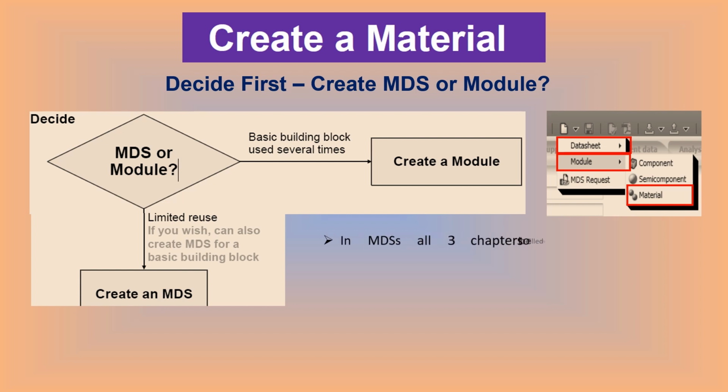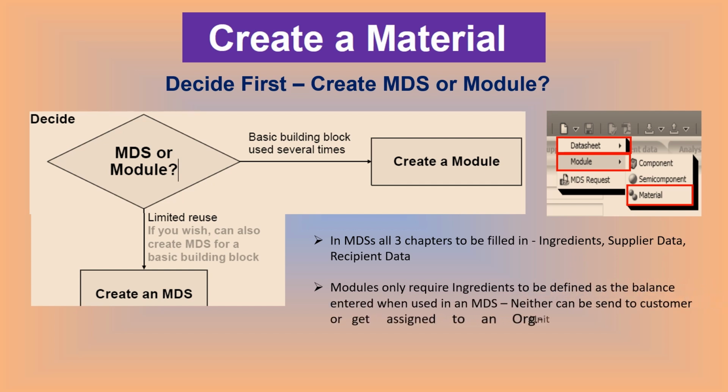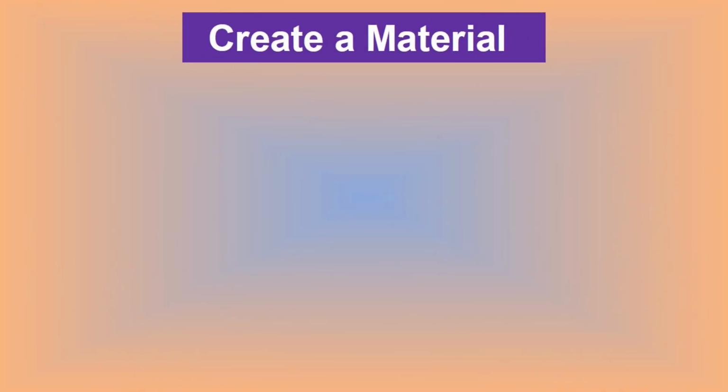In MDSs, all three chapters to be filled in, that is, ingredients, supplier data and recipient data. Modules only require ingredients to be defined as the balance are entered when used in an MDS. Modules neither can be sent to customer nor get assigned to an organization unit. Modules only have the ingredients, hence, cannot be assigned to an organization unit nor sent to a recipient.